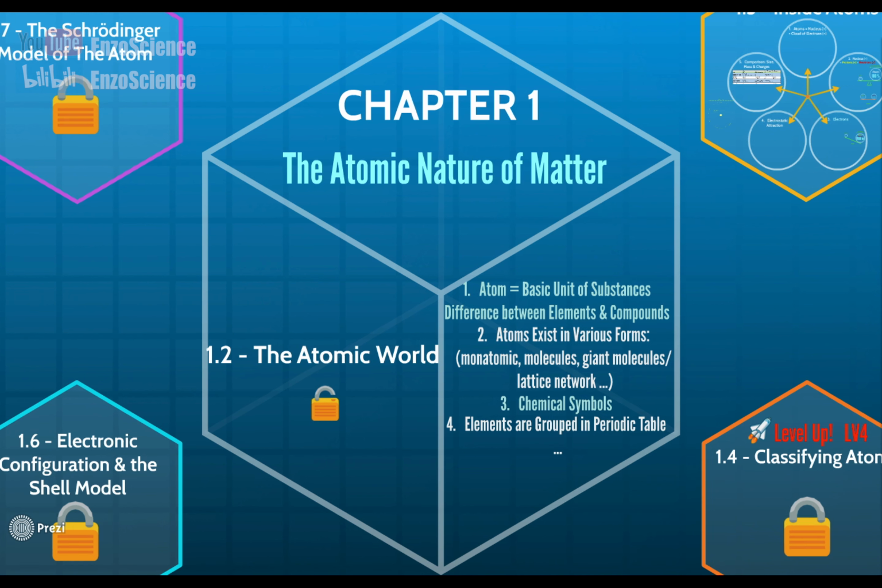Last time we walked through section 1.2, the atomic world. There are 4 main points to keep in mind. Number 1 is atoms are the basic units of substances, and they form elements and compounds. Do you still remember differences between them? The second point is atoms can exist in various forms, like monatomic, molecules, giant molecules, which is also called lattice network, etc. Next, we learned how to use chemical symbols denoting elements.